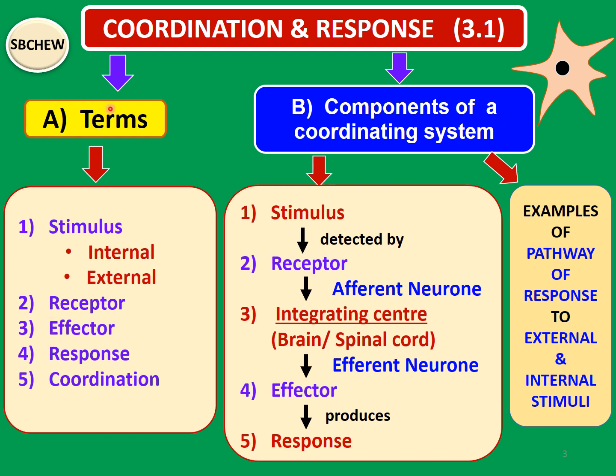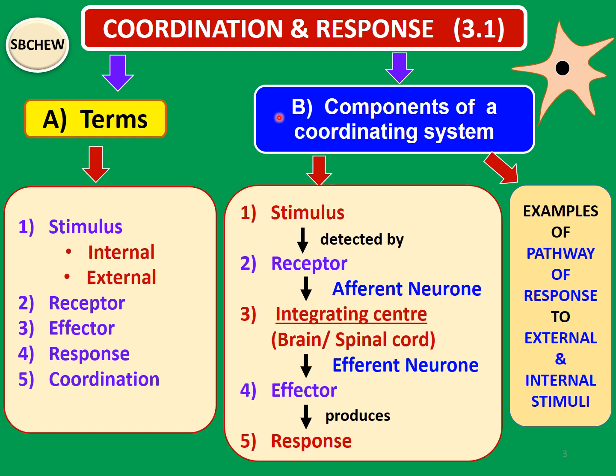Here's an overview of what we are going to study today. The topic is Coordination and Response, subtopic 3.1, also titled Response and Coordination. And the terms we are going to study are stimulus or stimuli. The plural form is stimuli. So stimuli are divided into internal stimuli and external stimuli. Receptor, effector, response, and the meaning of coordination. So we have to be able to define these terms and give examples for them.